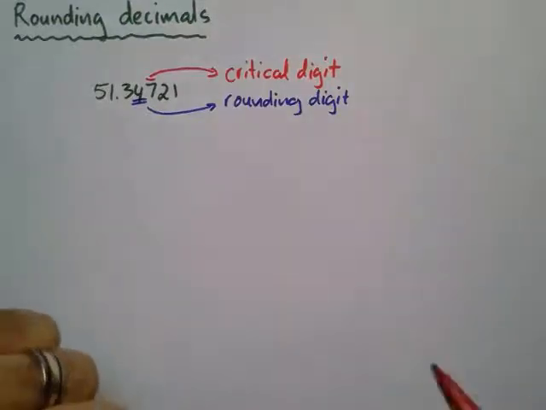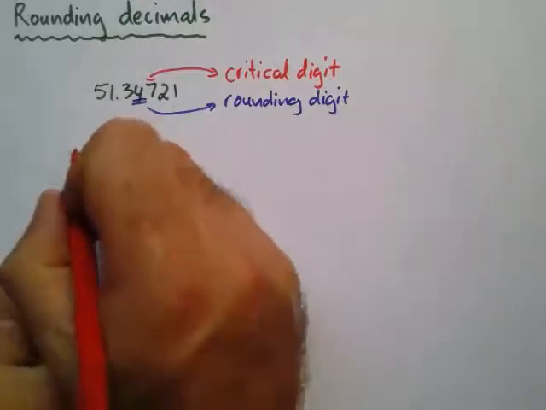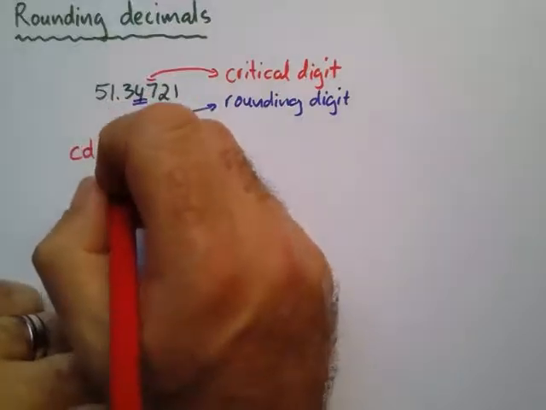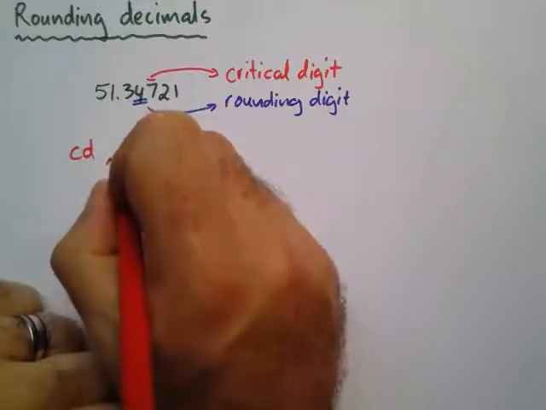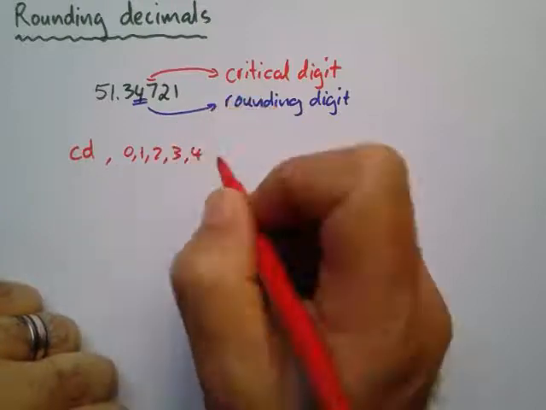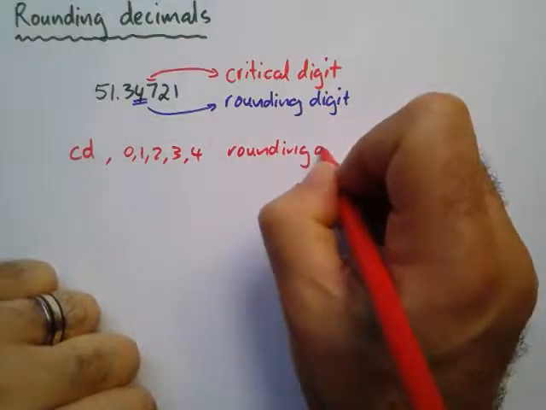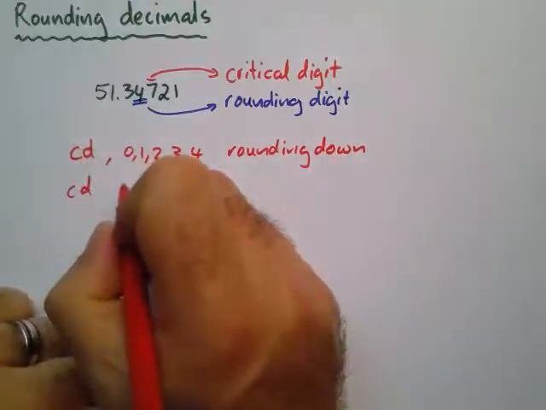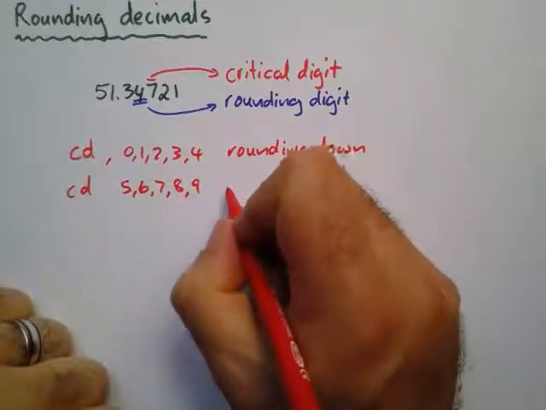And these are the rules that I follow when I round. If the critical digit, CD, is less than 5, which means it's 0, 1, 2, 3, or 4, we are rounding down. If the critical digit is 5, 6, 7, 8, or 9, we round up.